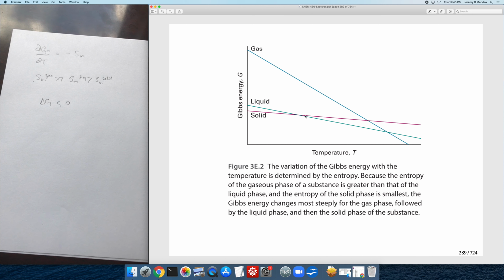Now, at higher temperatures, the liquid molar Gibbs energy is lower than the solid Gibbs energy, so the liquid phase is the most stable at intermediate temperatures. But you see how quickly the gas's molar Gibbs energy is decreasing. At a certain point, it catches up to the liquid as the temperature gets large enough, and at this point, you're going to have boiling of that liquid. And then at temperatures beyond that, the gas is going to be the most stable phase.